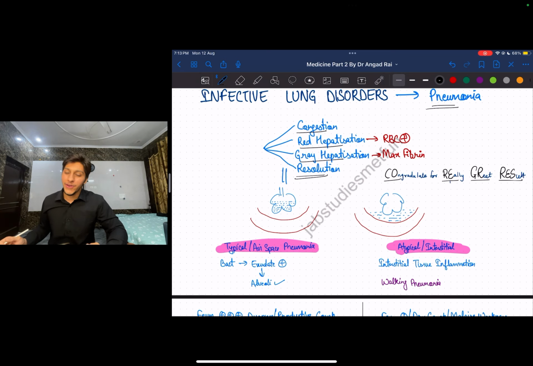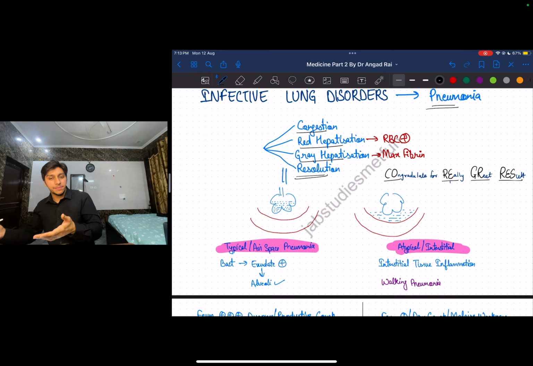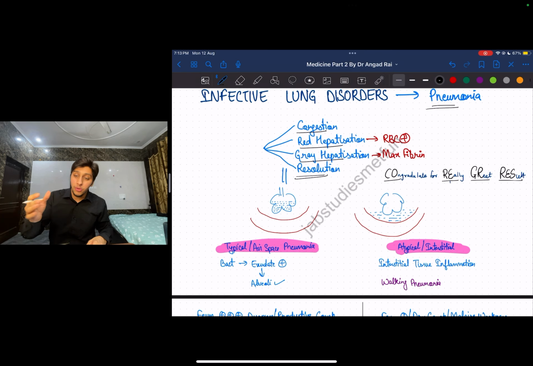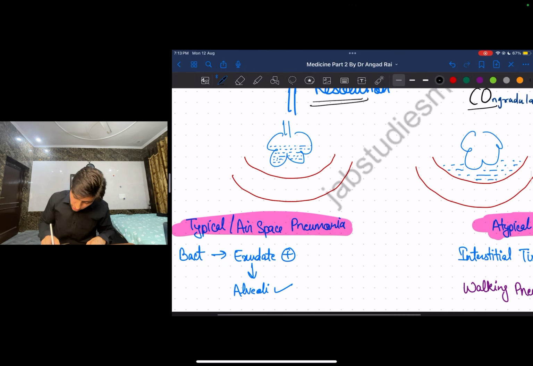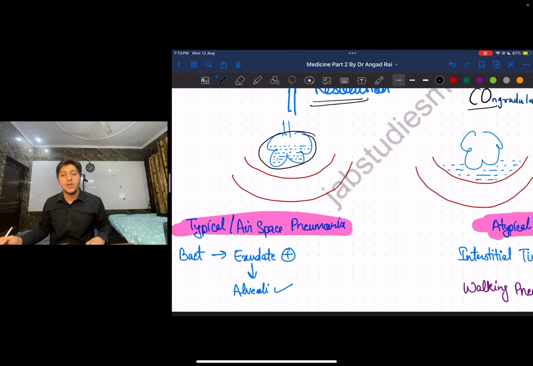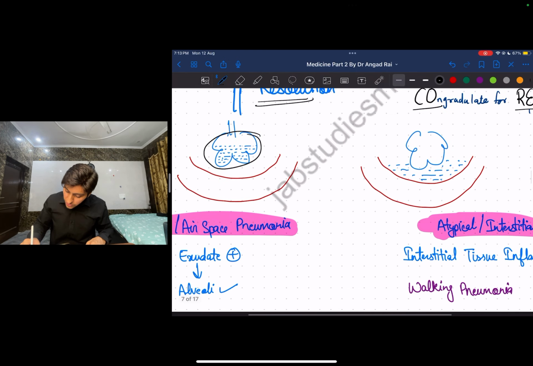Okay, we have already talked about the stages: congestion, red hepatization, gray hepatization, and resolution. Now let's talk about what the types of pneumonia are. Guys, there are 2 types of pneumonia. One is typical pneumonia, another one is atypical pneumonia. Why typical pneumonia? Because it involves the air spaces. While atypical pneumonia involves the interstitial space, it's not involving the air spaces.